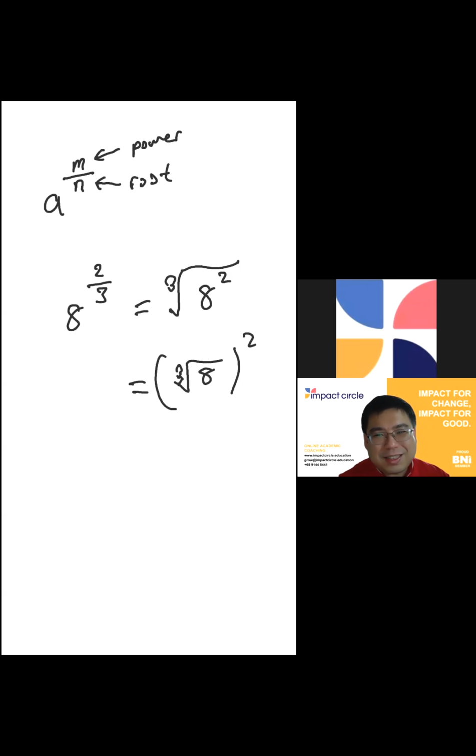As I always tell my other students, we always try to make the number smaller before we make it bigger, because this makes it easier to work out. So let's make the number smaller. Let's do the root first. So what is the cube root of 8? That gives us 2. And if we take that to the power of 2, that will be 4. So this is how we work out fractional powers.